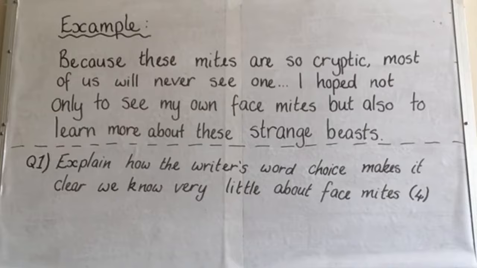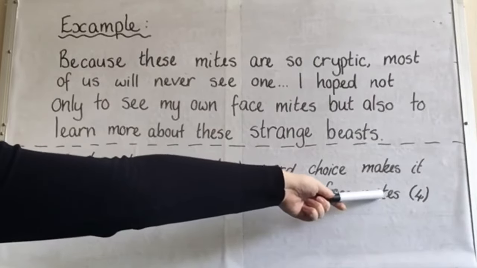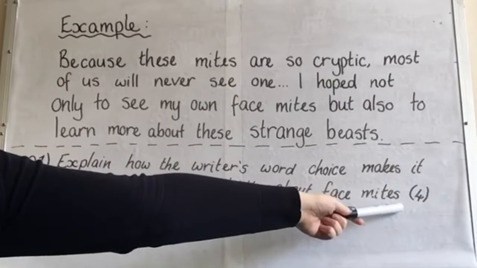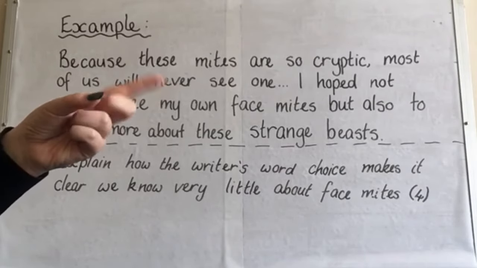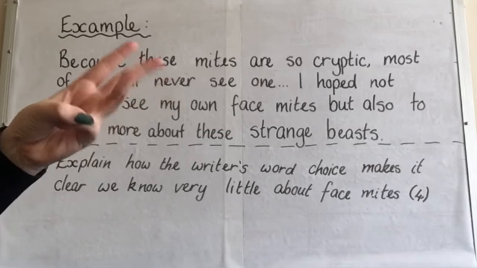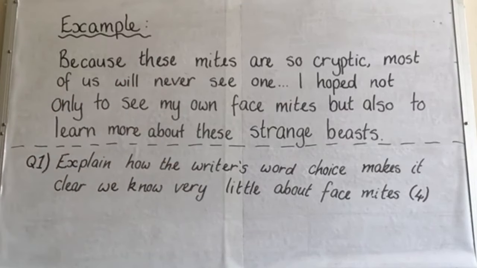Look at how many marks the question is worth. How many examples of word choice do you think we have to find? Okay, well, if it's worth 4 marks, it means we need to find 2 examples of the writer's word choice. Now when it comes to word choice, usually they're looking for just 1 word, but sometimes they'll also look for 2 words, maybe 3, very rarely any more than that.